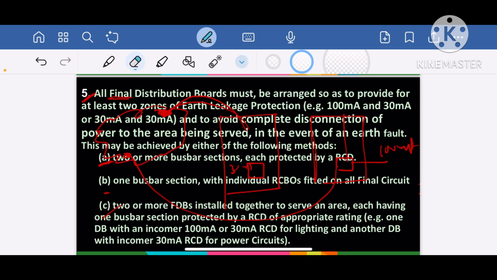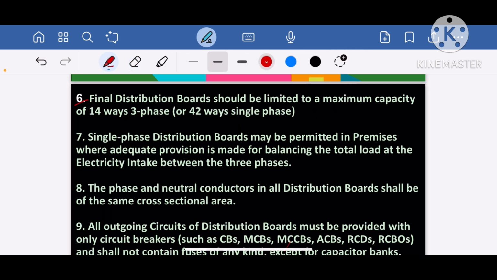So what is the conclusion? There will be three types of final distribution board as per ADDC regulation. One will have two sections with two different or same rating of RCD. Second one, there is no RCD, only isolator and RCBO. And the third one, in order to serve the same area, we can use two individual DBs, one with 30 milliampere rating and one with 100 milliampere rating. Hope you are clear. Now let us move to the other point number 6.